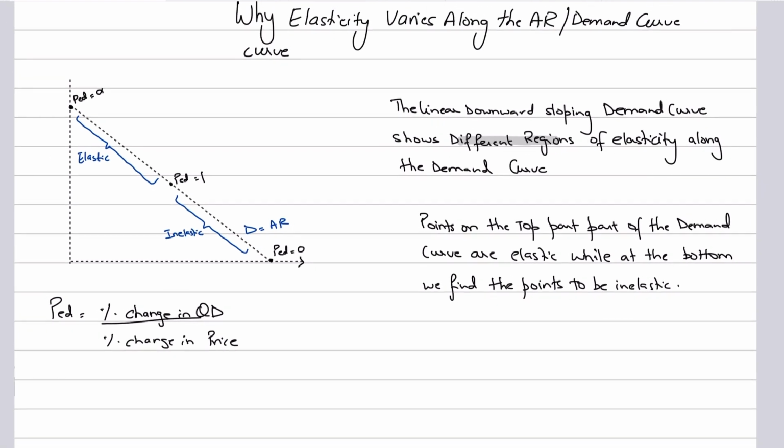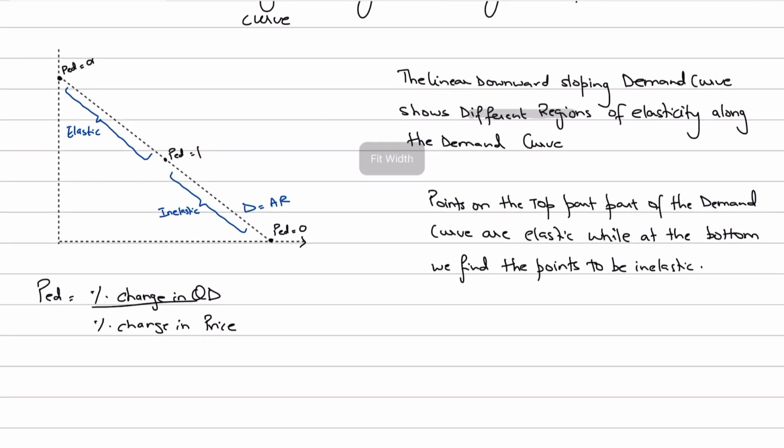As far as the AS students are concerned, they must also have learned this in AS level, that as you go down the demand curve, your elasticity goes down. But in this video, I'm going to tell you why it actually goes down. There's a mathematical or arithmetic reason behind it. So first of all, points on the topmost region of the demand curve are elastic, while at the bottom, the points on the demand curve tend to be inelastic.